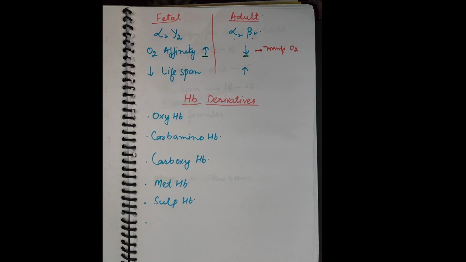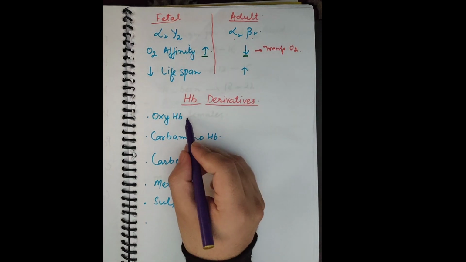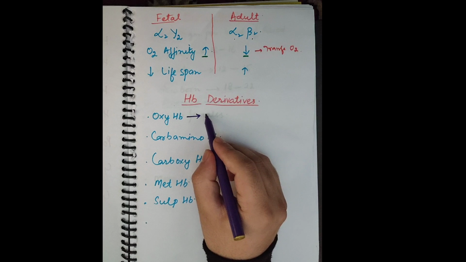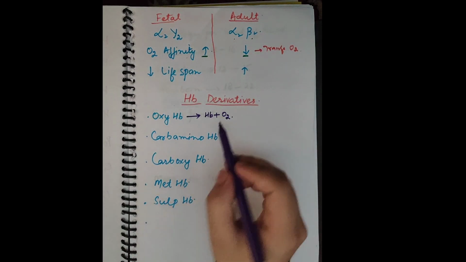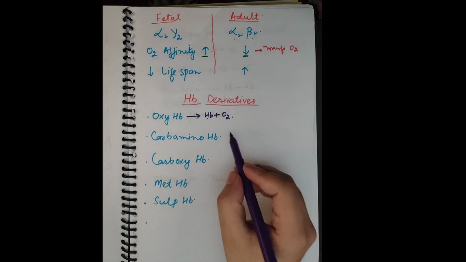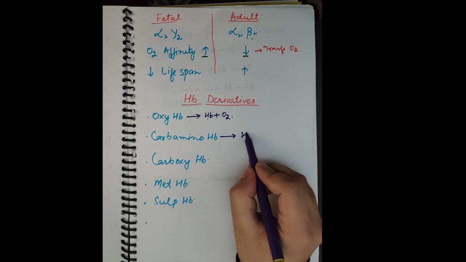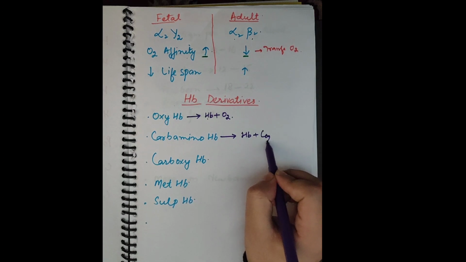Now, hemoglobin combines with different molecules, like it combines with oxygen, it combines with carbon dioxide, carbaminohemoglobin, or it combines with carbon monoxide. So different types of derivatives are formed when hemoglobin joins with different molecules. I have mentioned some of them, like oxyhemoglobin. It is formed when hemoglobin joins with oxygen. So oxyhemoglobin is hemoglobin plus oxygen. Carbaminohemoglobin is hemoglobin plus carbon dioxide.